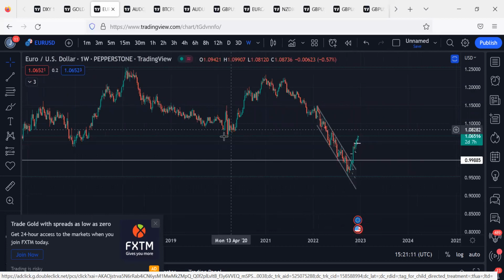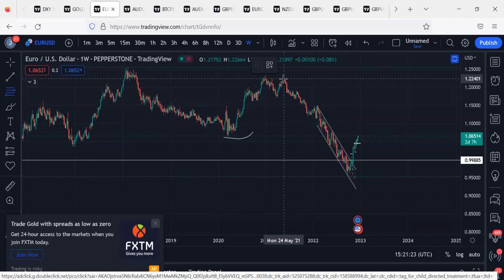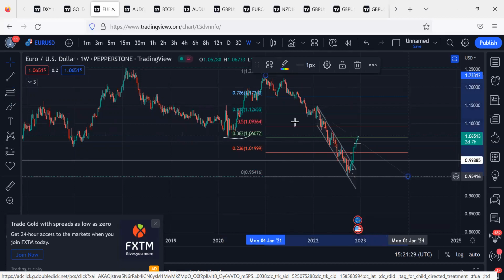Now, look, we broke the structure. So definitely we are pushing to the downside, we've broken the structure. So definitely I'm looking at this. This was our last lower low, higher low, we didn't break this. So I'll take from here to here and see where we're going to. So definitely I'll call this my retracement. 0.618 is where we might be going to.